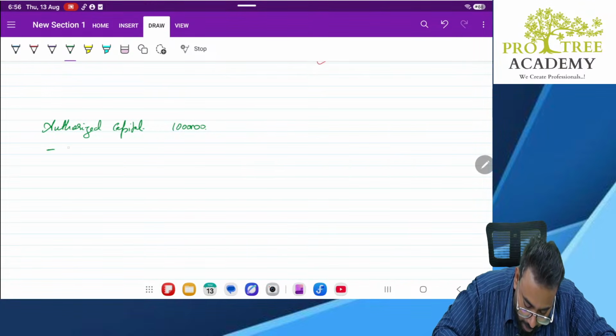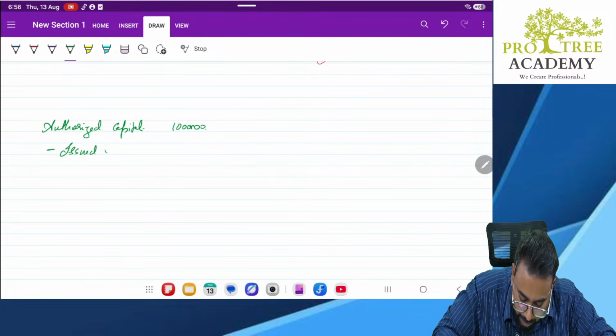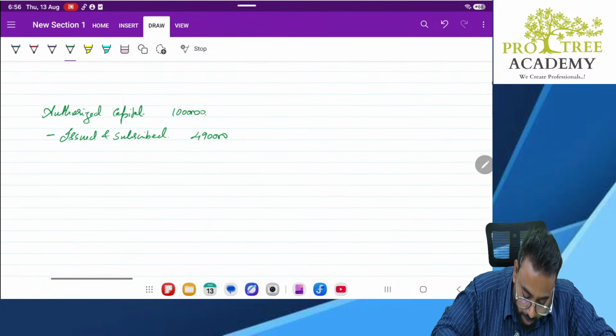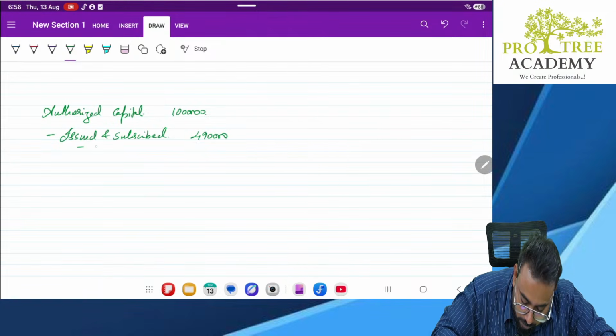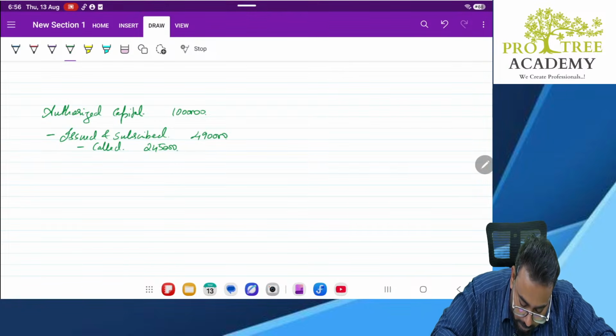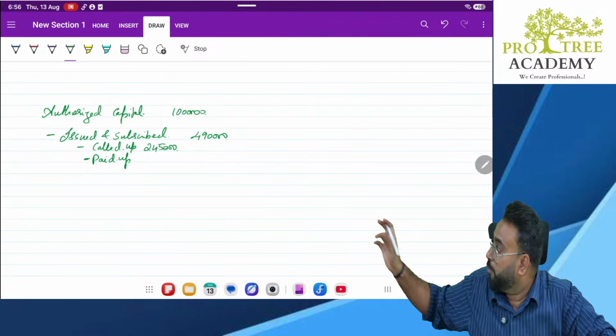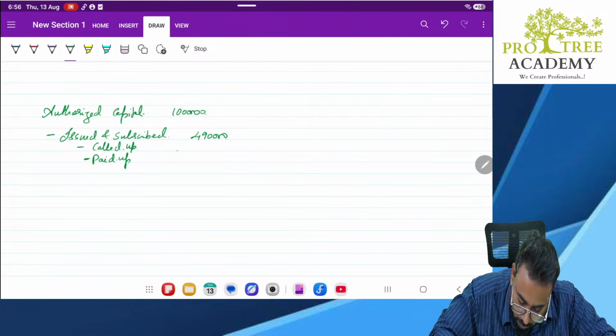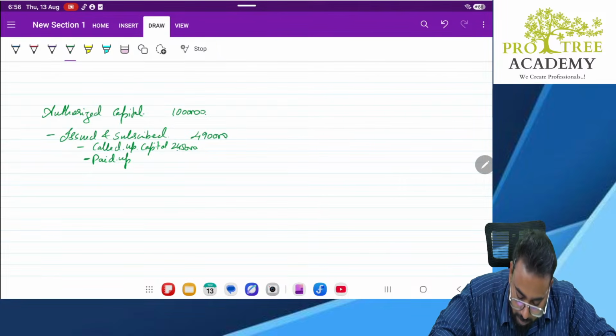Okay. Under that, how much is issued and subscribed? Sir, issued and subscribed is 4 lakh 90,000. Okay, very good. Under this, how much is called? Sir, called is 2 lakh 45,000. Okay. How much is paid? Sir, paid up capital. This is called up capital. I have not written the word capital, but that should come. How much is paid up capital? Sir, I have received only 2 lakh rupees.